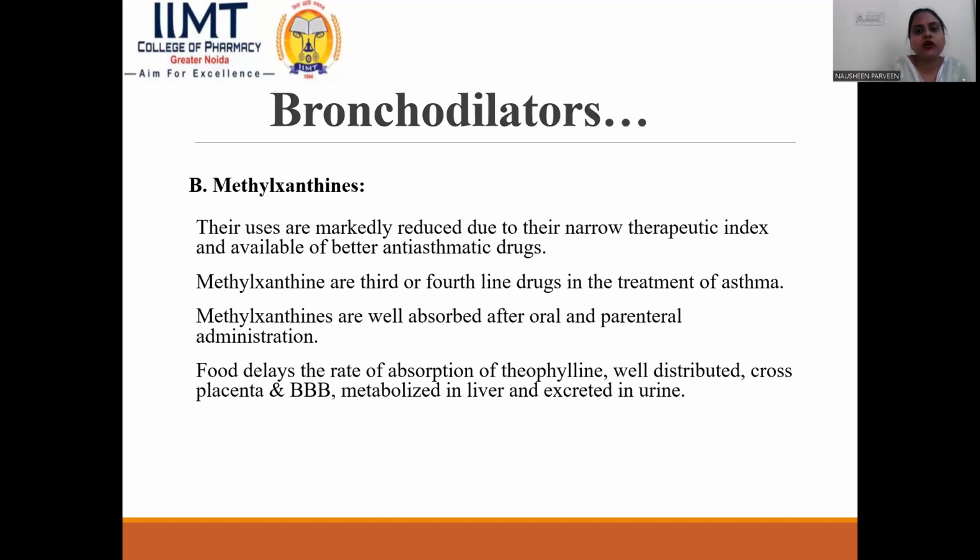The next class of bronchodilator is methylxanthine. Their use is markedly reduced due to their narrow therapeutic index and the availability of better anti-asthmatic drugs. Methylxanthines are third or fourth line drugs in the treatment of asthma. Methylxanthines are well absorbed after oral and parenteral administration.